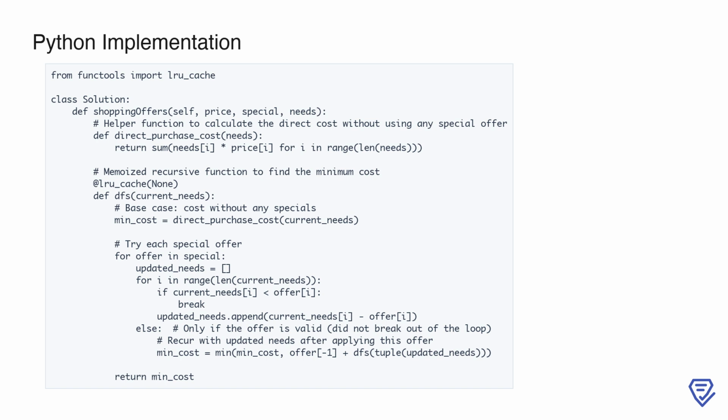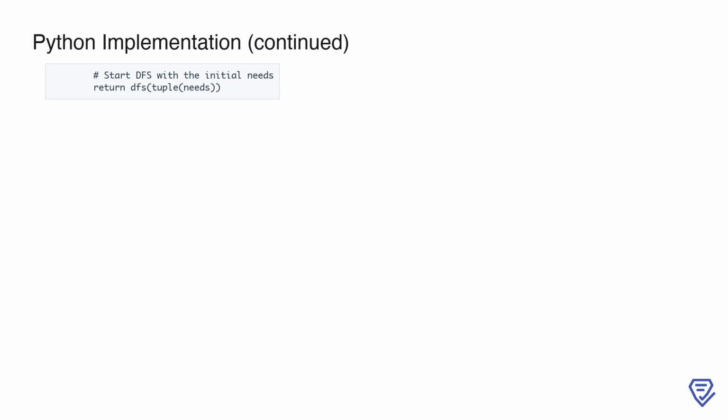However, if the offer is valid, we calculate the updated needs by subtracting the offer quantities from the current needs. After that, we make a recursive call to DFS with these updated needs and compare the resulting cost with the current min_cost, updating it if the new cost is lower. Finally, the function returns the minimum cost found. The DFS function is then called with the initial state of needs, which is converted into a tuple to make it hashable for the lru_cache. The result of this recursive function is returned as the final answer.